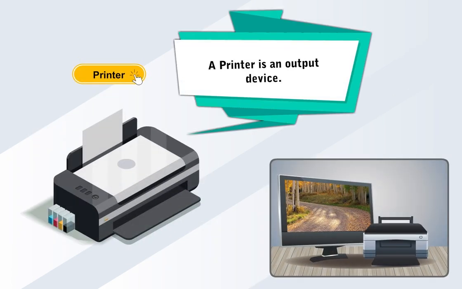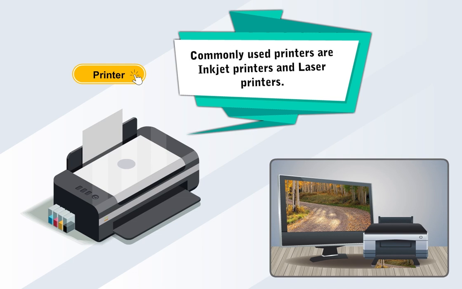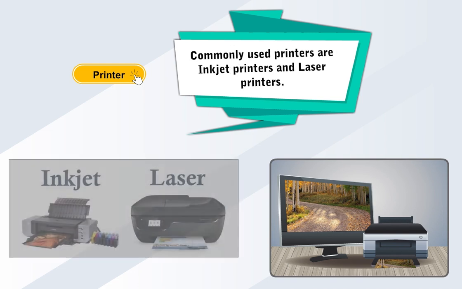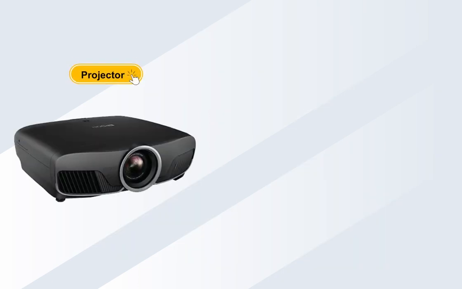Printer. A printer is an output device. It prints text and pictures from the computer on paper. The output obtained is called a printout or hard copy. Different types of printers are available these days. Commonly used printers are inkjet printers and laser printers.